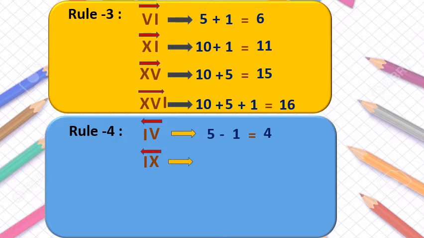We are writing I on the left of X. So we are going to subtract 1 from 10. So the value is 9. Remember this. Take here C, X, I, V.